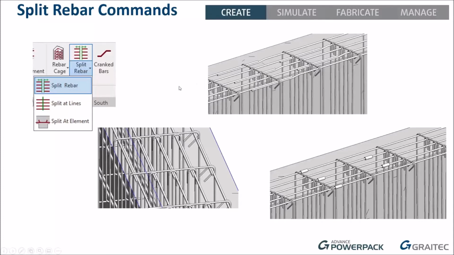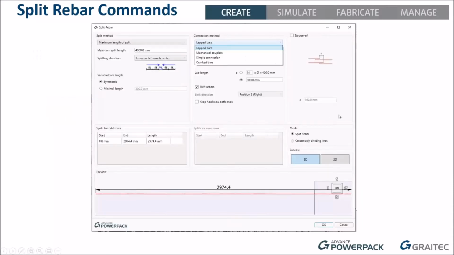When we click on the split rebar command, it will bring up the dialog box, and this is where we can specify several aspects of how we want to split it, and it allows us to control the automation in here. We've got the maximum length of rebar, so you can specify your maximum length. We can then choose how we want to join it. Do we want lapped bars? Do we want mechanical couplers? Do we want just a simple connection? This is basically leave it blank and empty, and we can decide what we're going to do with it later. Or do we want to add this cranked bar in here as well?